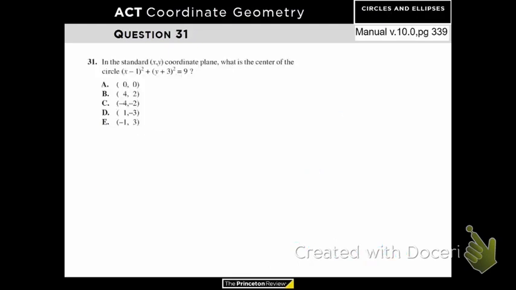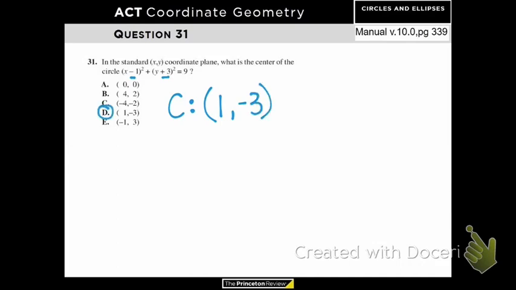Okay. Let's go ahead and flip to page 339. You can pause here if you want to. I'm just going to go through. There's only 2 problems I want you to work through on this one. So the first one is number 31. In the standard xy coordinate plane, what is the center of that circle? This one should actually be pretty straightforward because it's set up perfectly as the equation for a circle. So remember that we take what's being added and subtracted to the x and the y, and we just switch our signs. So 1, negative 3.